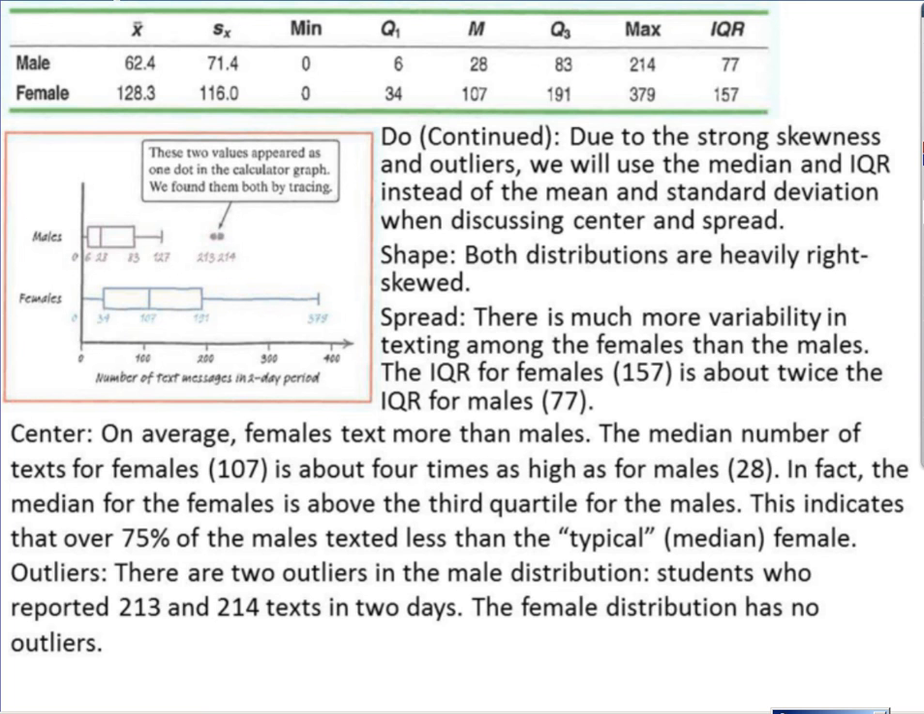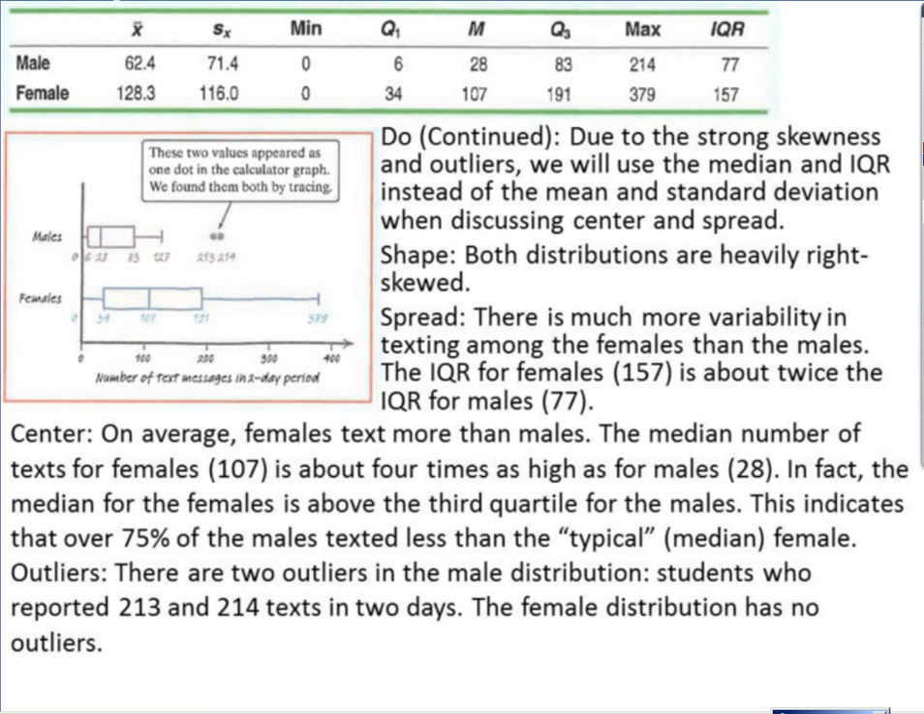So on the spread, there's more variability in texting amongst females than males. The IQR for females is 157, and that's about twice the IQR for the males, which is 77. For the center, on average, females text more than males.